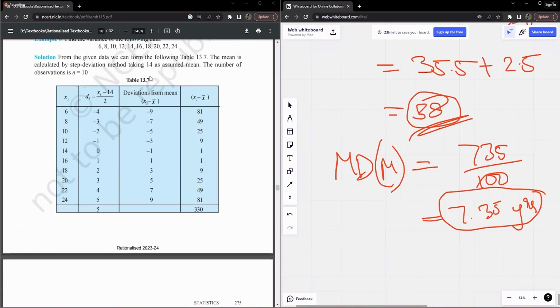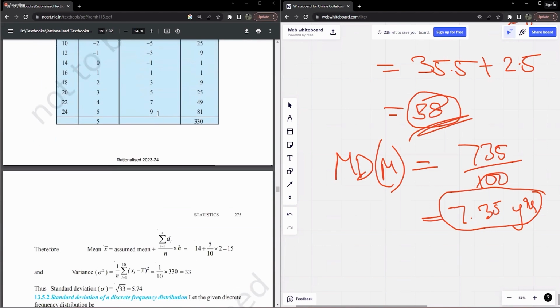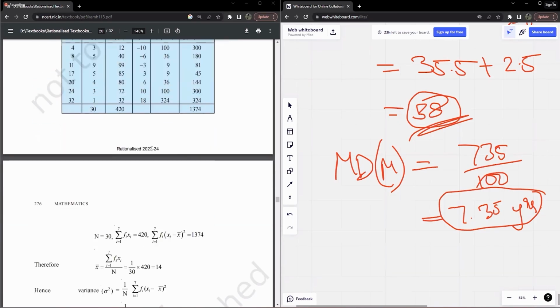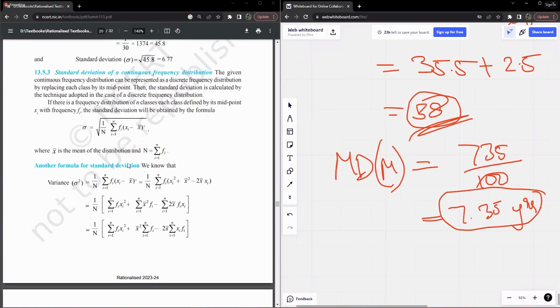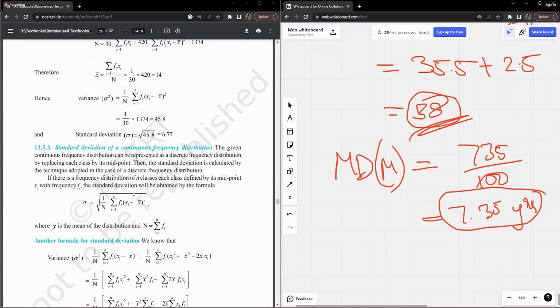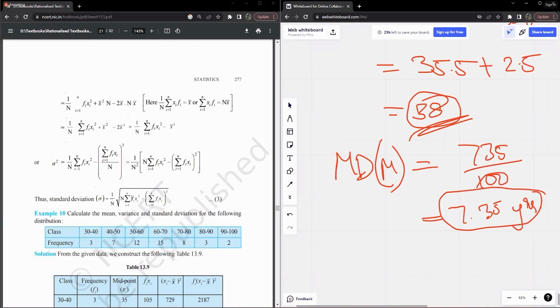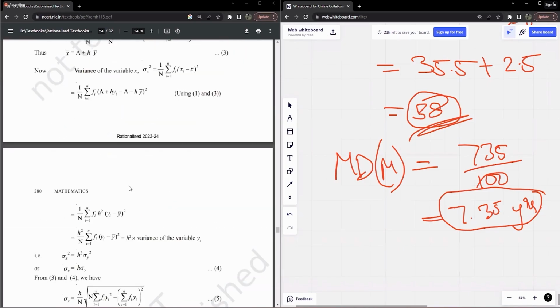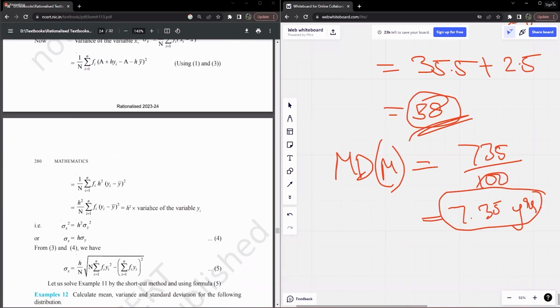Then you have standard deviation of a discrete distribution, and standard deviation of a continuous distribution. And then you have another formula that is going to be 1 by n root of n times sigma fi xi square minus sigma fi xi the whole square. And then you have the step deviation method, which is a shortcut to find the variance and the standard deviation of the variable y.